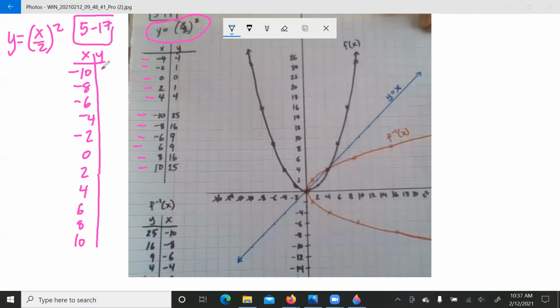And for this, I got 25. For this, I got 16. I got 9. I got 4, 1, 0, 1, 4, 9, 16, and 25. Okay, go ahead and graph those. Go ahead and graph those to make your graph. Take a minute, make it nice, make it big.